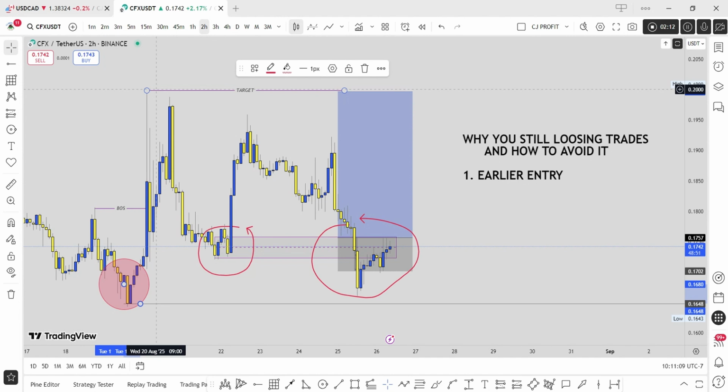The reason why I say you should avoid earlier entry is because the earlier entry is an inducement, a trap that the market sets for impatient traders so they can penetrate into the market and be stopped out. They'll be used as exit liquidity, which you should avoid after watching this video.